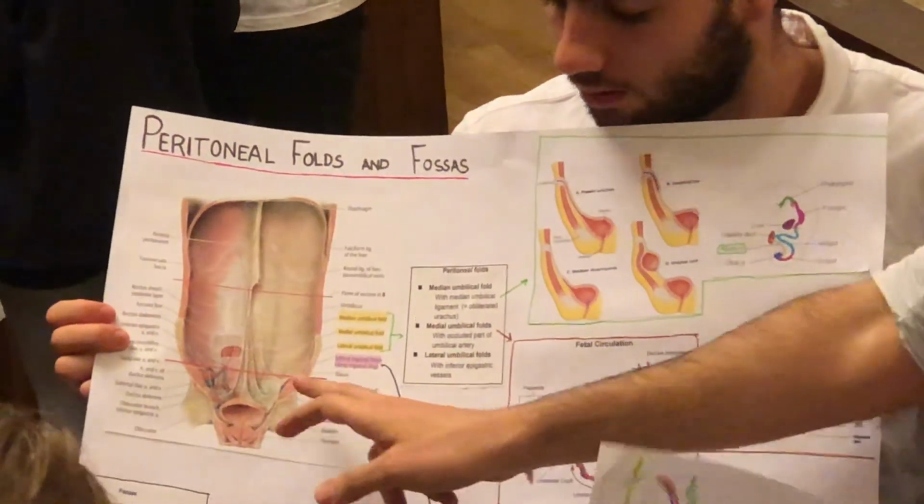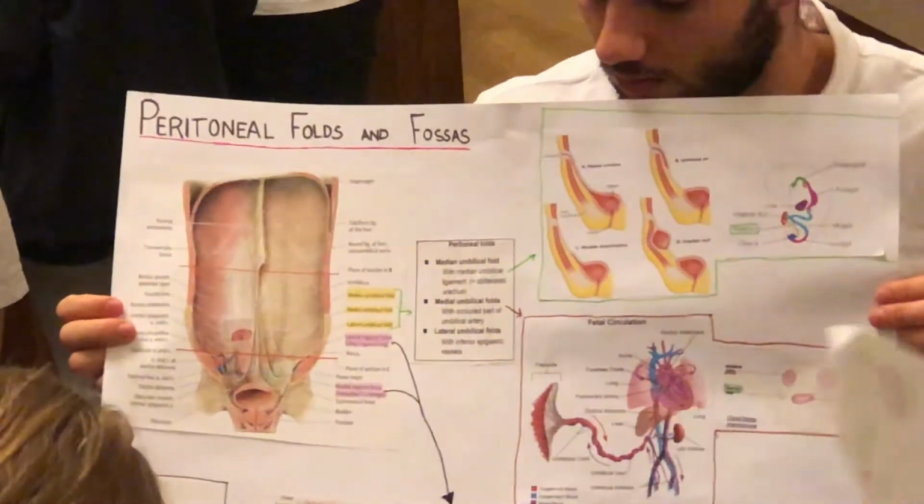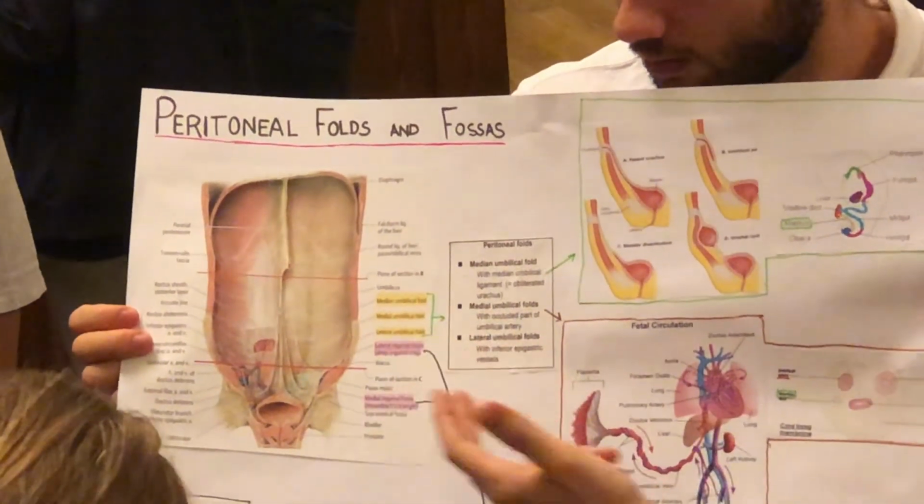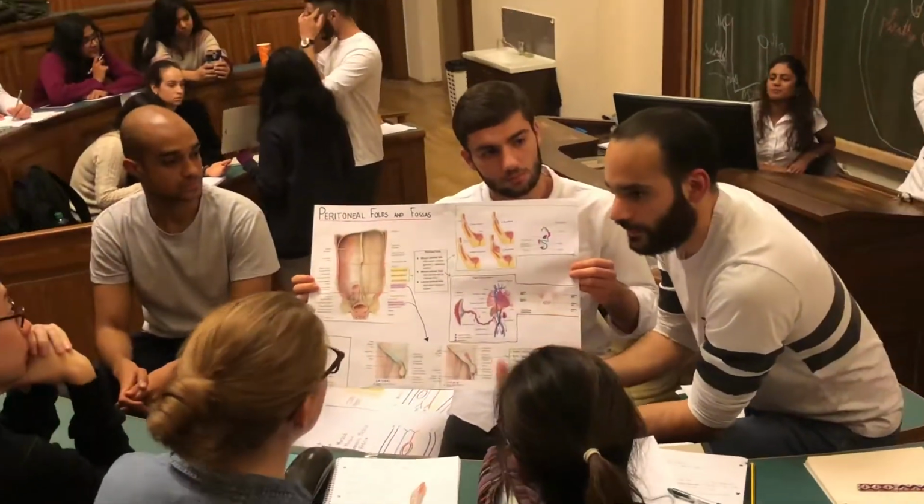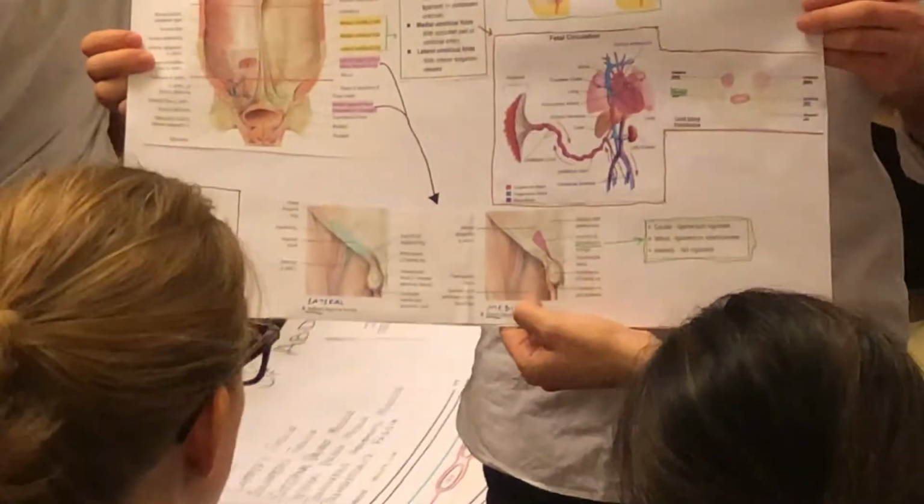And between them you have the fossas. These green circles, they are the fossas. Now they are important because you have lateral, medial, and supravesicular, okay? And they are the places where hernia can happen. The lateral ones will cause the indirect hernia, and the medial ones will cause the direct hernia.